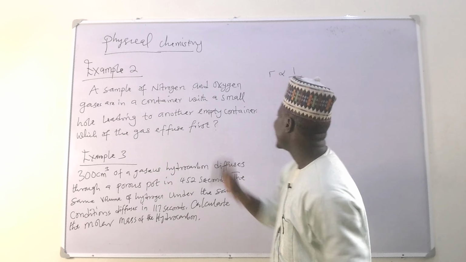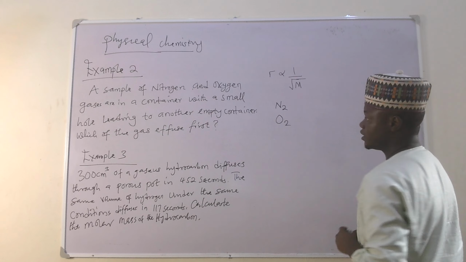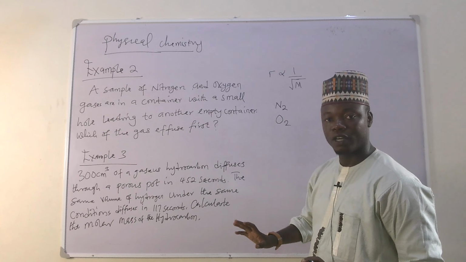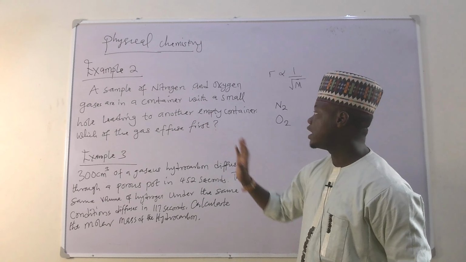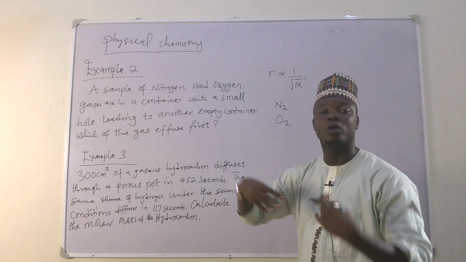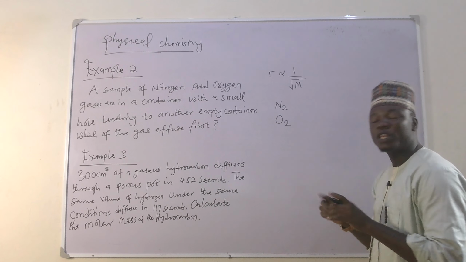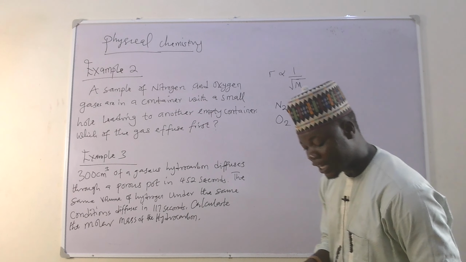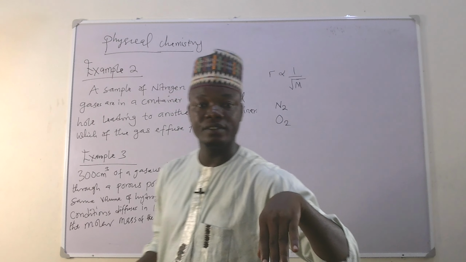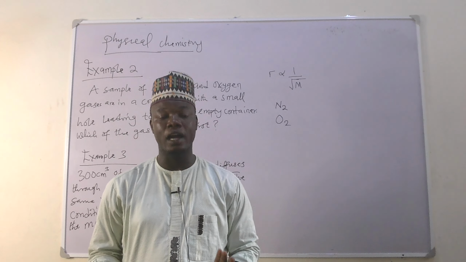So therefore, now you have two gases. You have nitrogen gas and you have oxygen gas. Both of the gases diffuse into the empty container. But among these two gases, which one diffuses or effuses first? We are going to know that based on the molecular weight. The one that has the lower molecular weight will diffuse faster, followed by the one with the higher molecular mass.